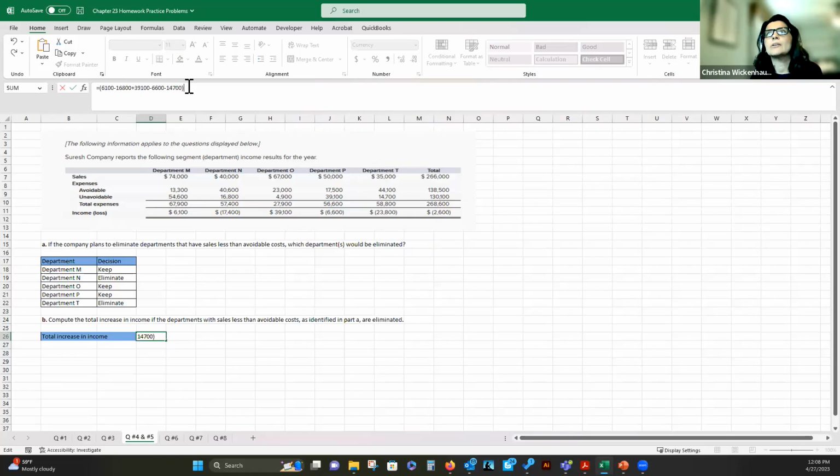And so my increase, if I subtract it from a negative number, right? So we can do a parentheses negative 2,600. I'm going to have a $9,700 increase.